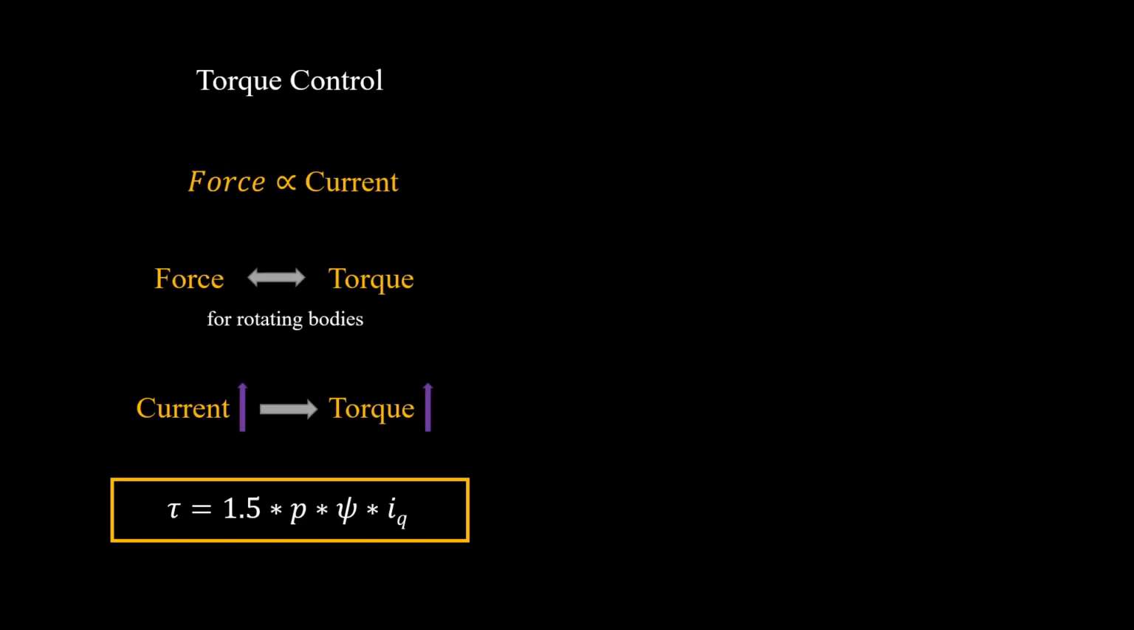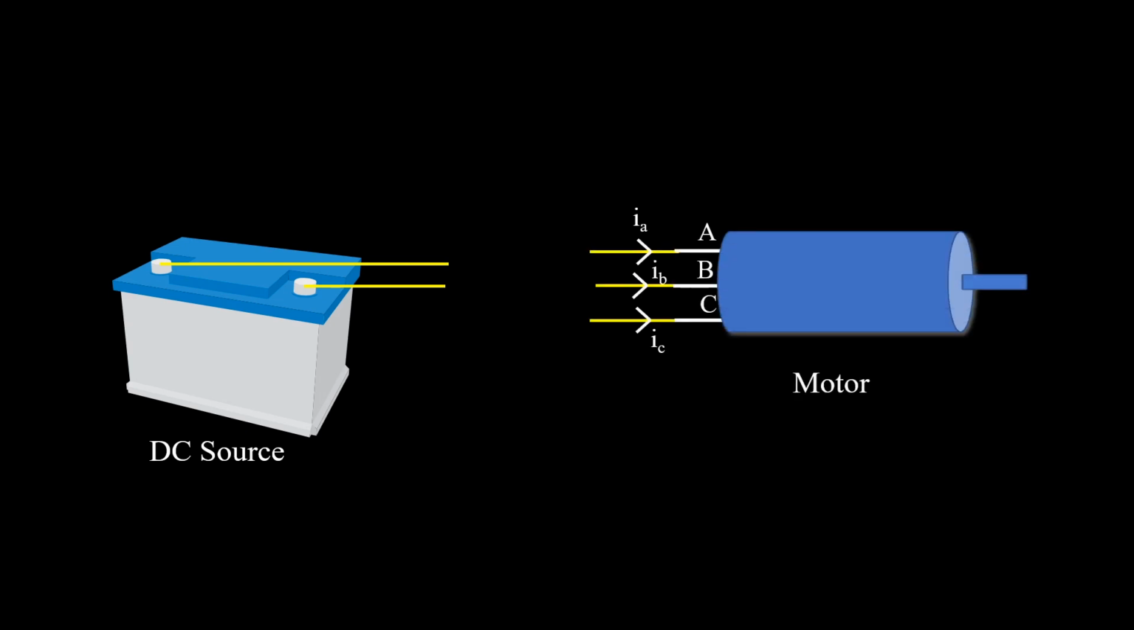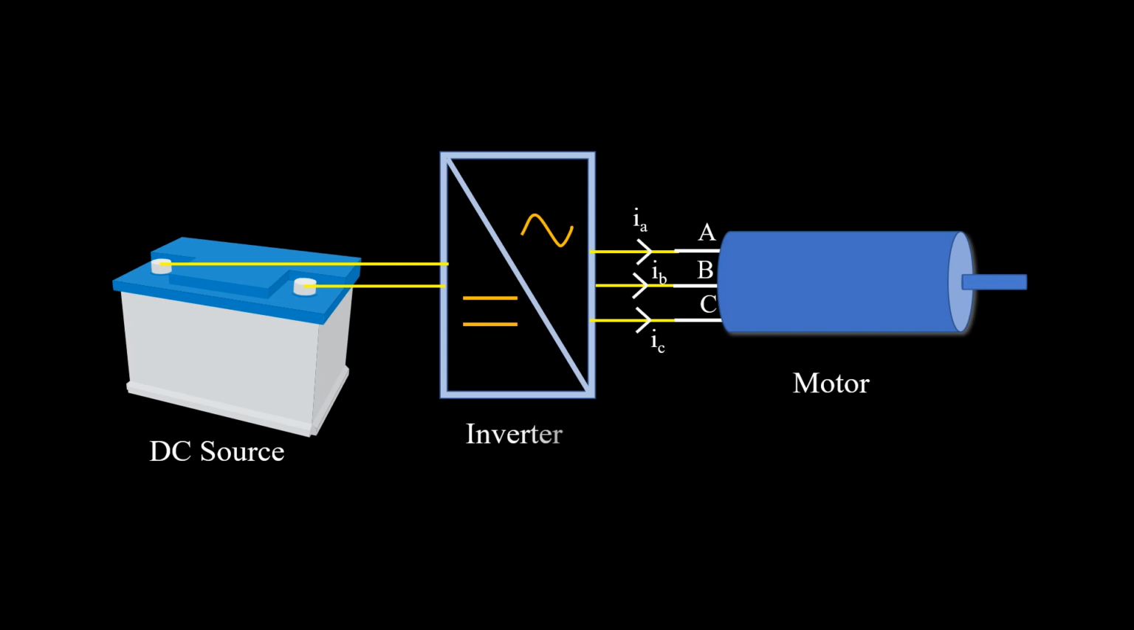Also in the last video, we saw that the frequency of currents will give us the speed of the motor. The term IP in this equation is what you would want to control the torque. Let us take an example of an electric vehicle. I have a battery pack which is a DC source, but I need to feed 3-phase sinusoidal currents to the motor. If we can convert this DC power source into a 3-phase AC supply, then we can feed it to the motor. This is exactly what an inverter does.